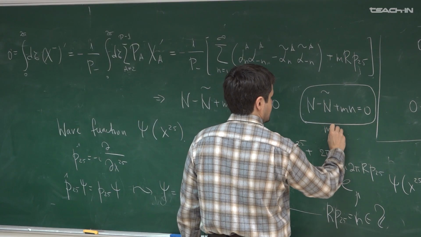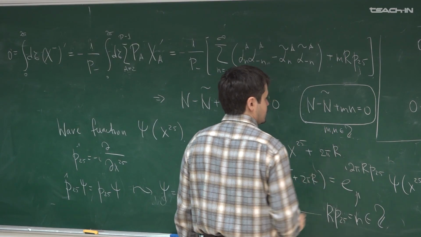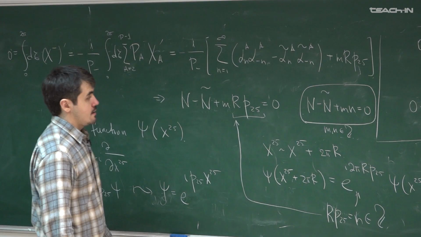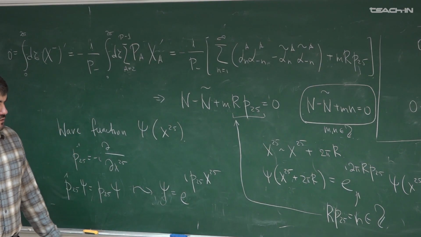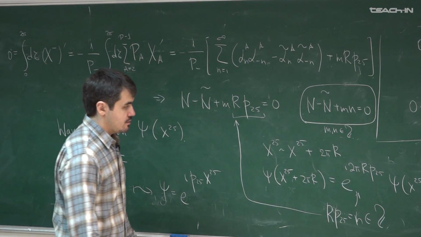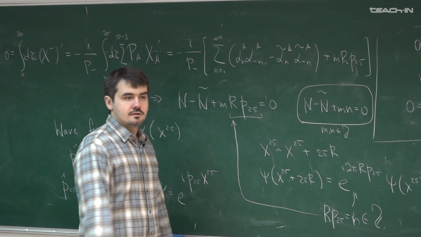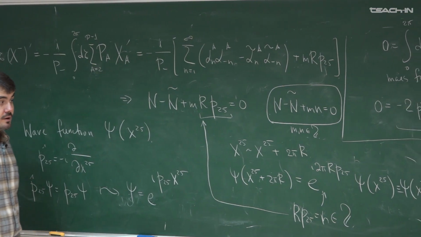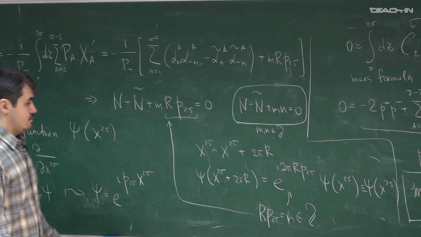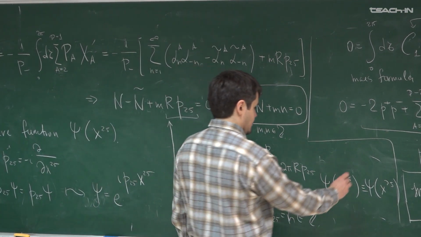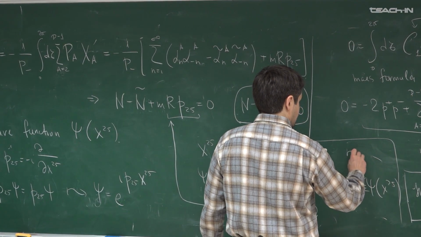Here m and n are both integers. So one of these integers is the winding number. The other is the discrete momentum in the compact direction. Right? I mean, this is a requirement.